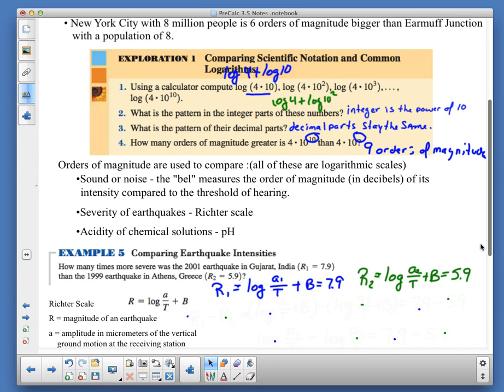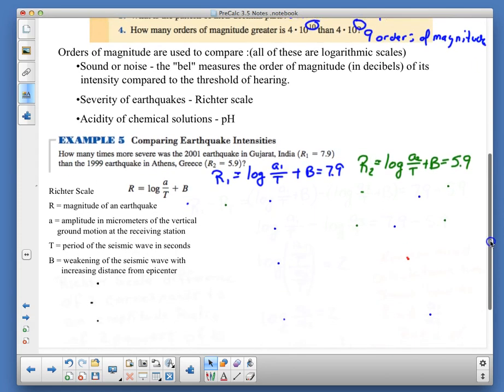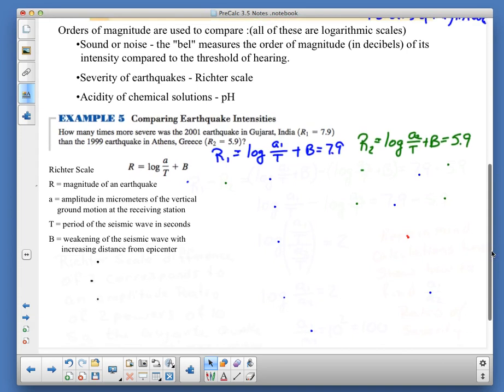Are there questions about the order of magnitudes at all and what that means? Yes, no, maybe. Okay. Now, orders of magnitude are used in comparing noise, severity of earthquakes, and acidity. I go back and forth on this based on what I just talked to you about.